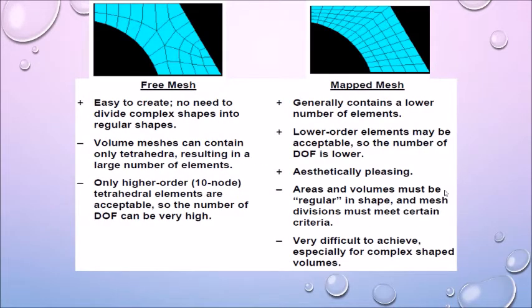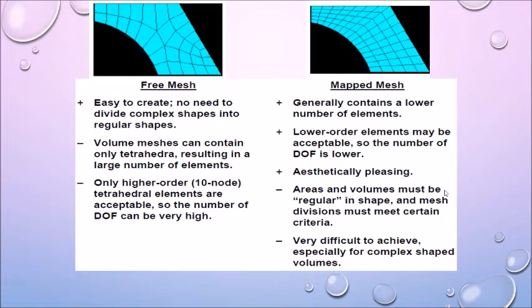Free mesh is easy to create, with no need to divide complex shapes into regular shapes. Volume meshes can contain only tetrahedra, resulting in a large number of elements. Only higher order tetrahedron elements are acceptable, so the number of degrees of freedom can be very high in case of free mesh. But mapped mesh generally contains a lower number of elements. Lower order elements may be acceptable, so the number of degrees of freedom is lower.